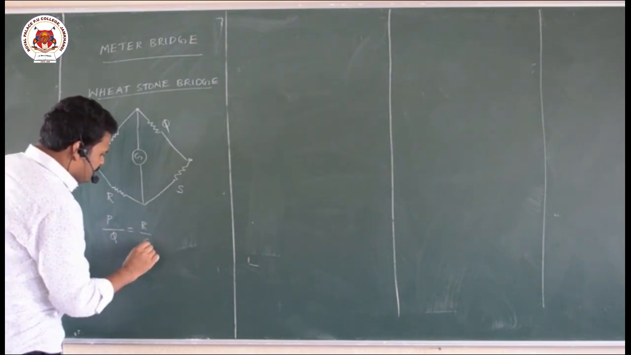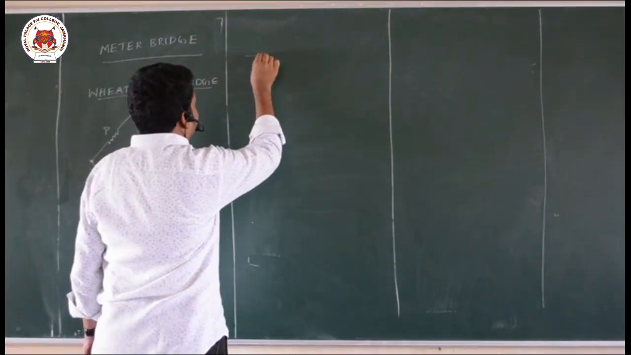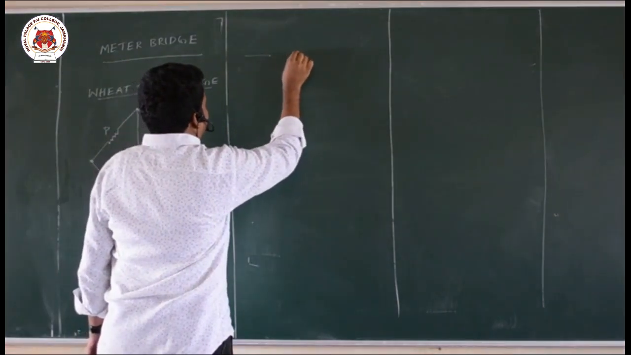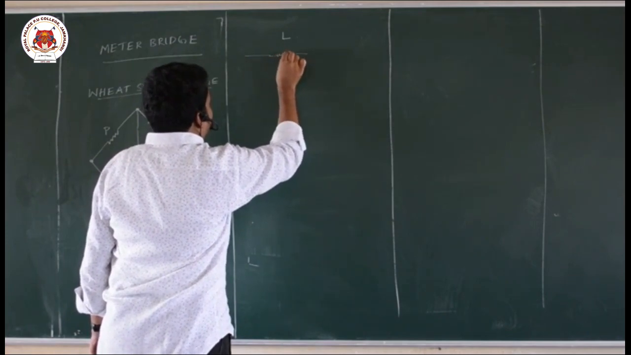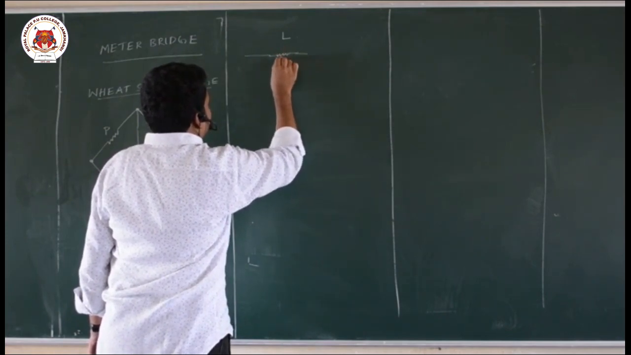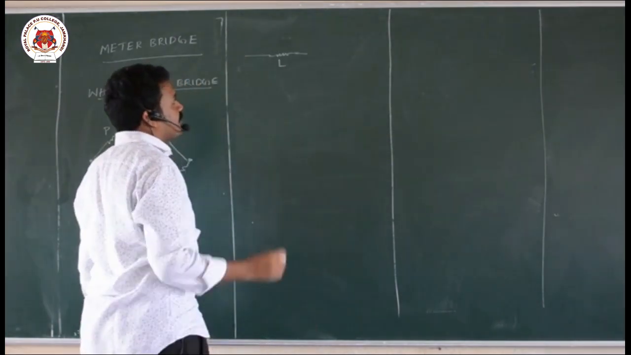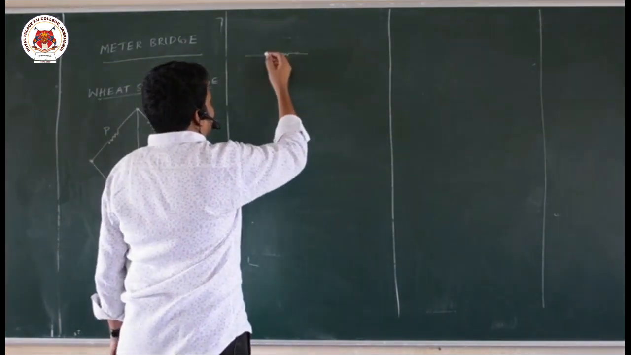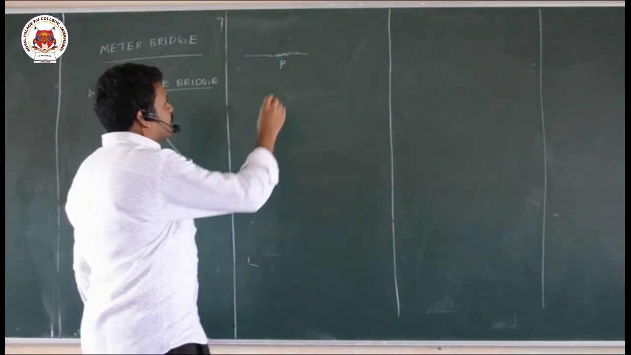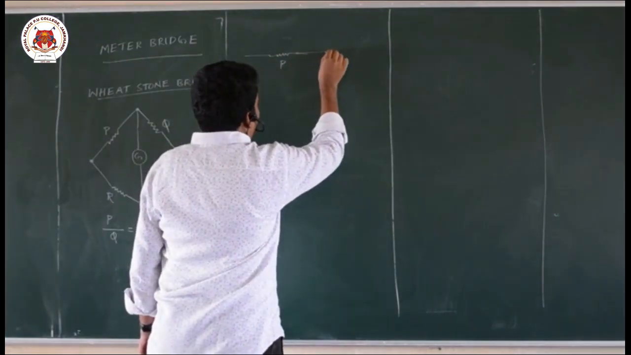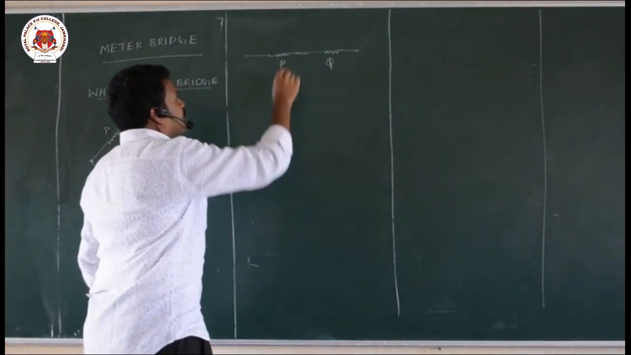Now in this meter bridge, I will have one gap. That gap is called the left gap, denoted by letter L. In that gap, I will keep one resistor. That resistor we call R1, or you can take P. It is better to take P. And we will have one more gap. In that gap also, we will have one more resistor.